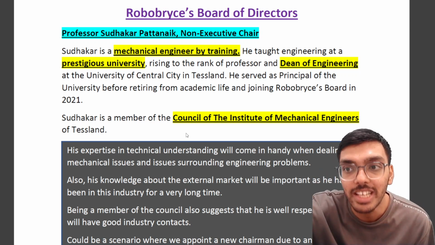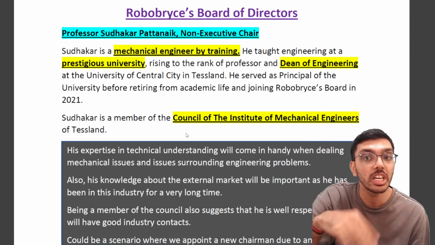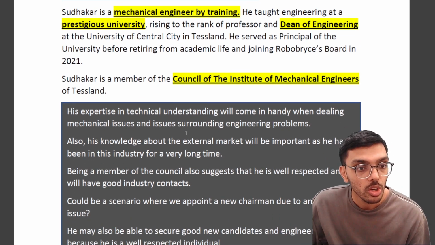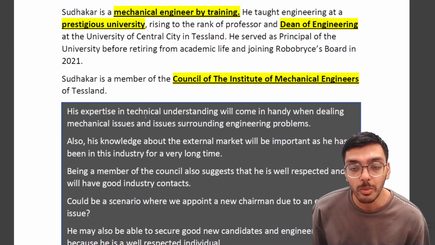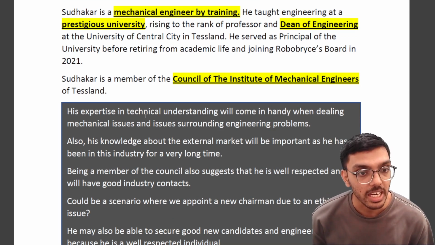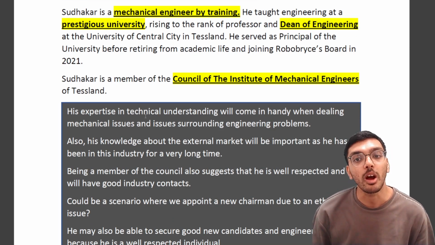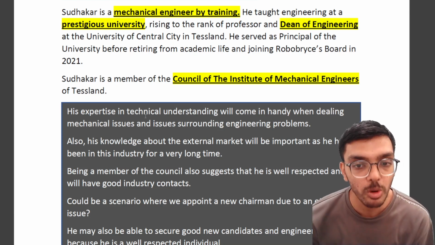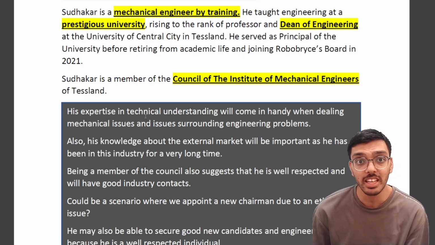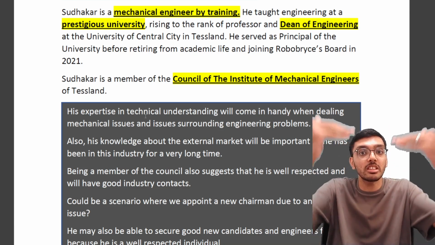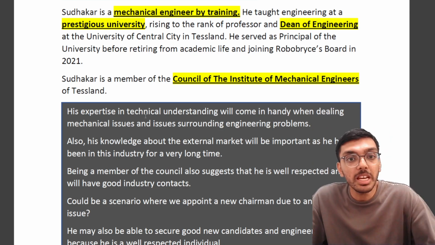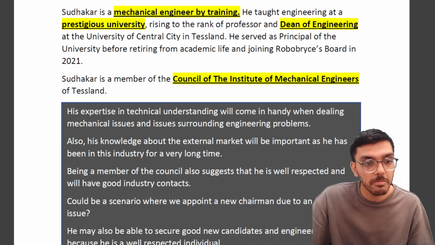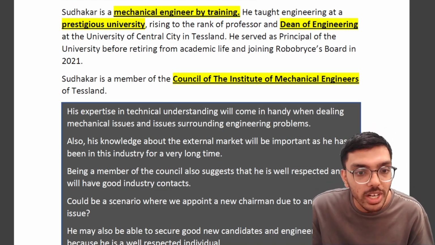Secondly, he can advise my mechanical engineering research team, which has 300 people. So his expertise in technical understanding will come in handy when dealing with mechanical issues and issues surrounding engineering problems. Also, his knowledge about the external market will be important as he has been in the industry for a very long time, rising through the ranks. Being a member of the council also suggests that he is well respected, and will have good industry contacts.